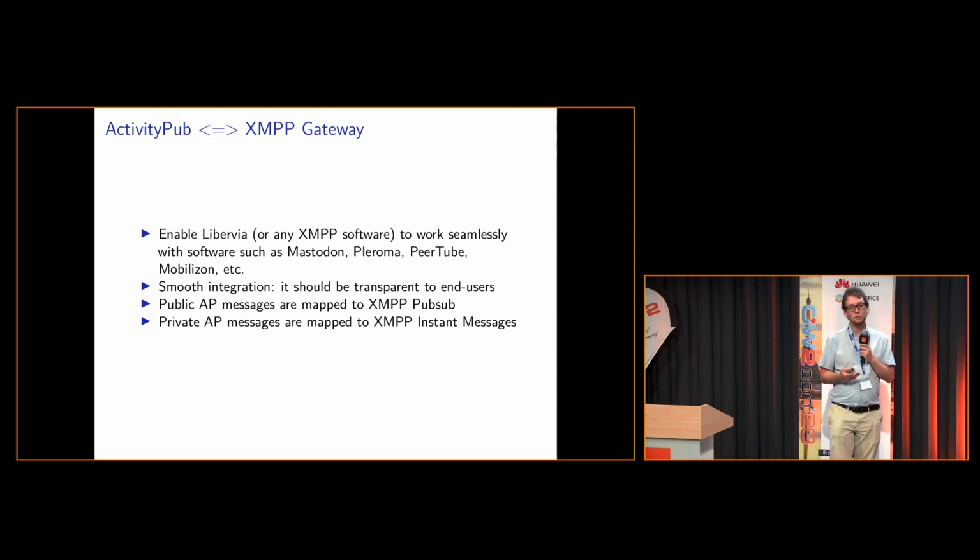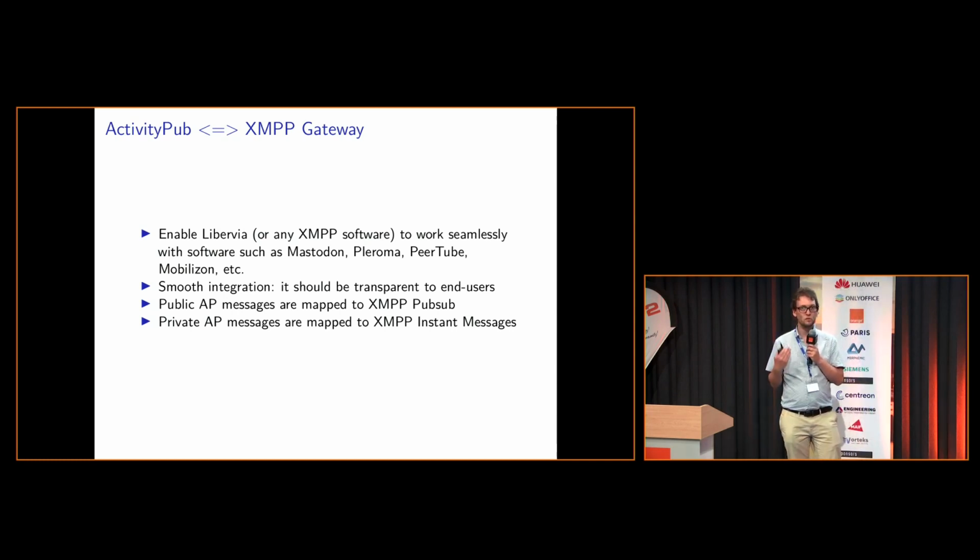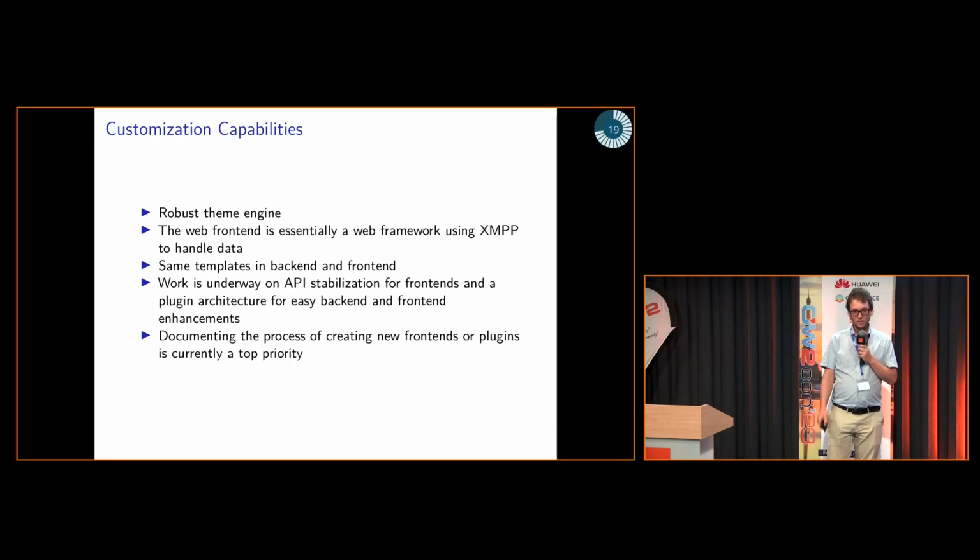And the goal of this is to have a smooth integration. So for the end user, it's mostly transparent. Public messages on Mastodon are translated to XMPP blog posts. Private messages are translated to chat messages. So you can have conversations, snippets, or any chat message that you may want to use.